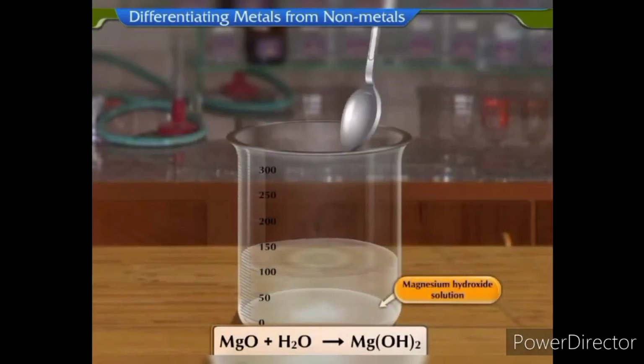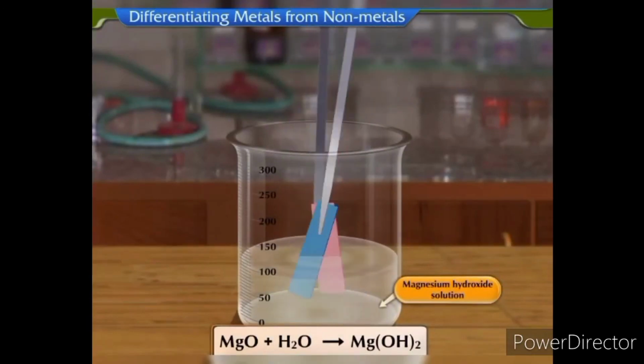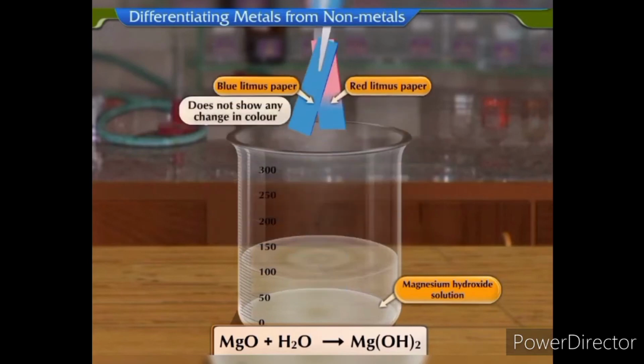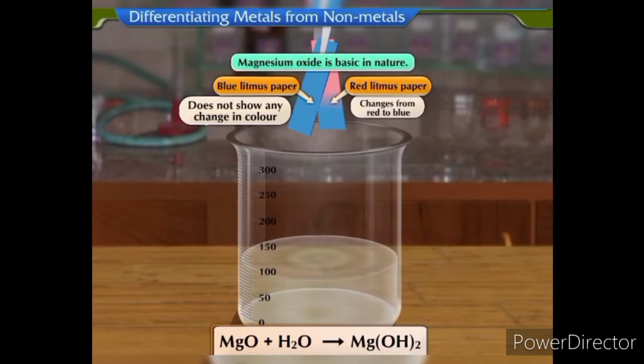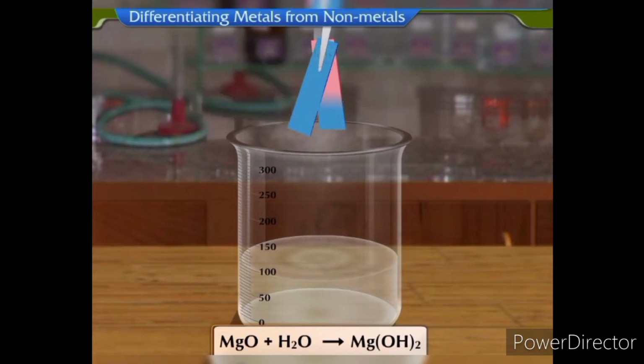Magnesium oxide dissolves partially in water to form magnesium hydroxide solution. If a blue litmus paper and a red litmus paper are dipped in a solution of magnesium hydroxide, the blue litmus paper does not show any change in color. But the red litmus paper changes from red to blue. This shows that magnesium oxide is basic in nature. Most of the metal oxides are basic in nature.